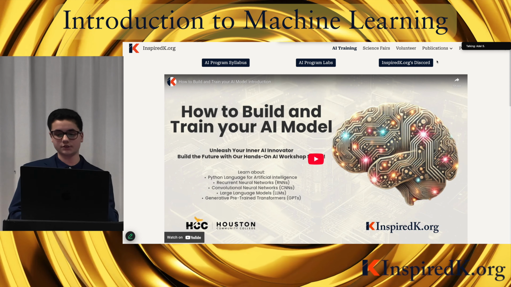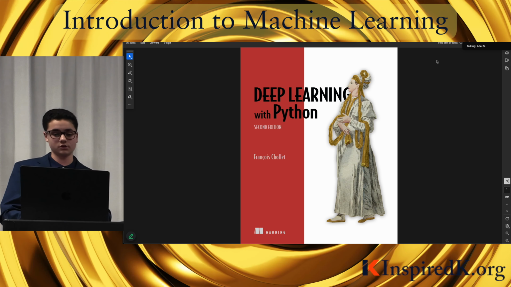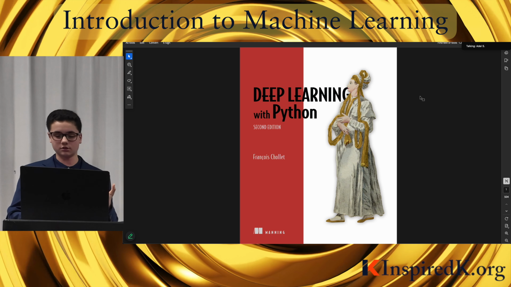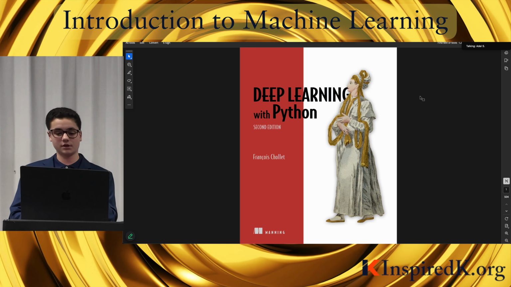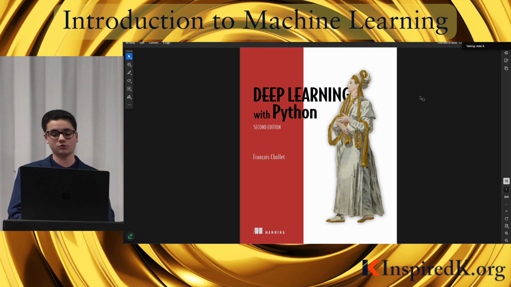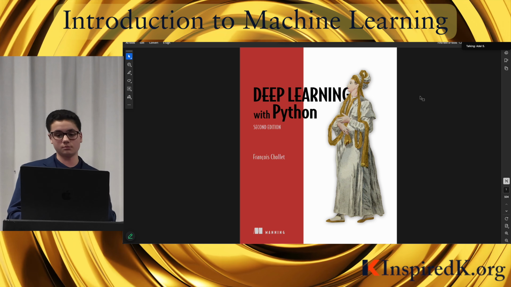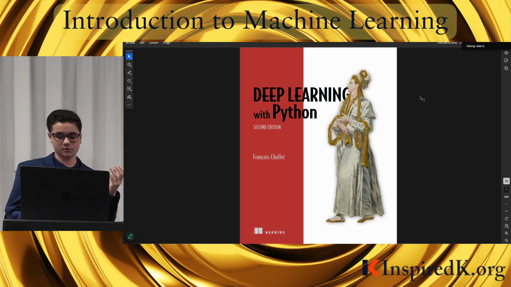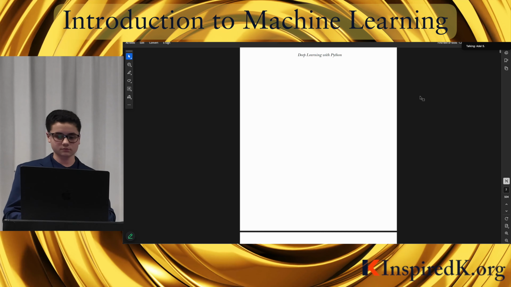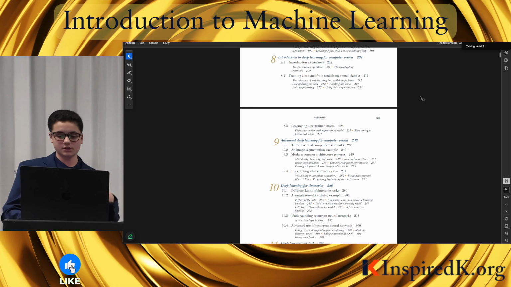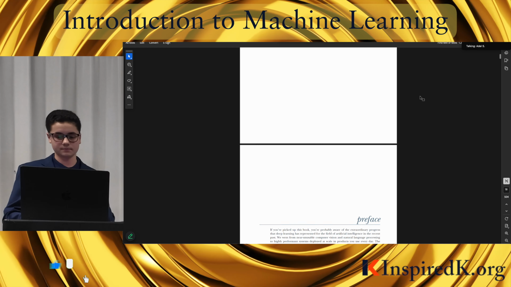Now let's get straight into what the different types of AI are, as well as what AI is in general, with the Deep Learning with Python 2nd edition book by Francois Chollet. Francois Chollet is actually one of the founders of a crucial machine learning platform called Keras, and he wrote this book to help introduce different types of AI.